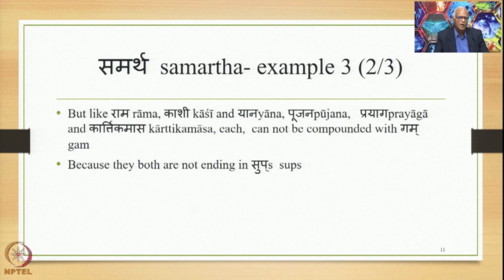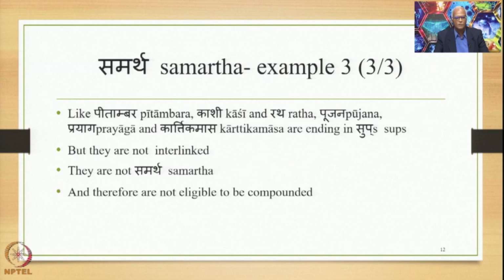But like Rama, Kashi and Ratha, Pujana, Prayaga and Kartika Masa each cannot be compounded with Gama, because Gama does not end in sup. Pujana, Prayaga and Kartika Masa end in sups, but Gama ends in Ting Pratyaya. Like Pitambara, Kashi and Ratha, Pujana, Prayaga and Kartika Masa end in sups, but they are not interlinked. They are not Samartha and therefore are not eligible to be compounded.